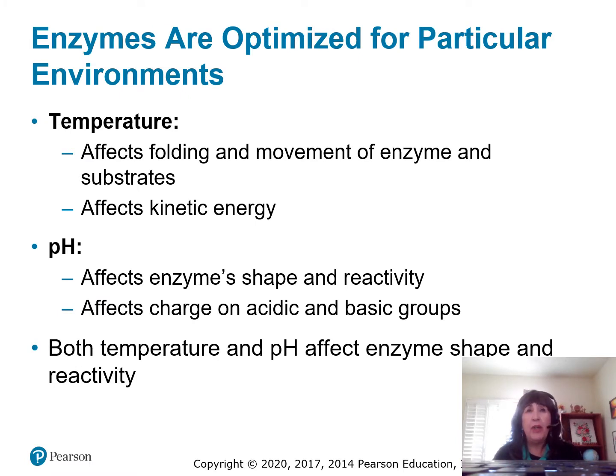So temperature affects the folding and movement of an enzyme, and pH also affects the enzyme shape and reactivity. So it can't be too hot or too cold. It can't be too acidic or too basic. It has to be just right. And if it isn't, it will affect the enzyme shape and its ability to function.